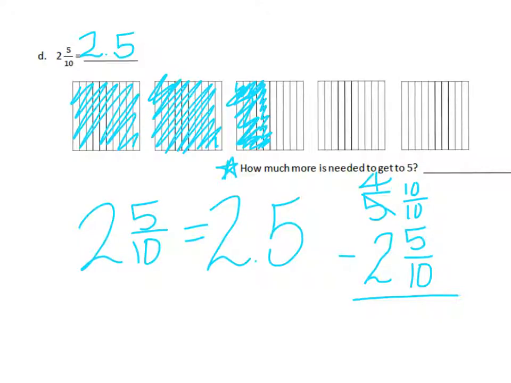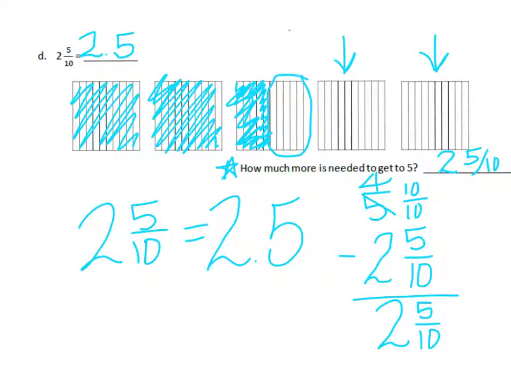So now we can subtract 4 10/10 minus 2 5/10. So 10/10 minus 5/10 is 5/10, and 4 minus 2 is 2. So my answer is 2 5/10. You can also look at the model. Here's one whole, here's another whole, and then we have these 5/10 that are left over that are unshaded.